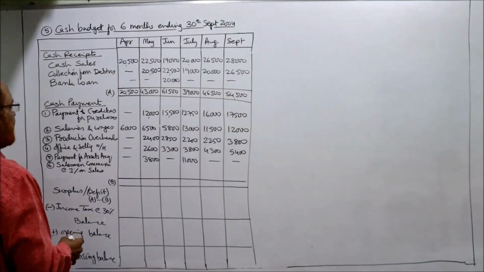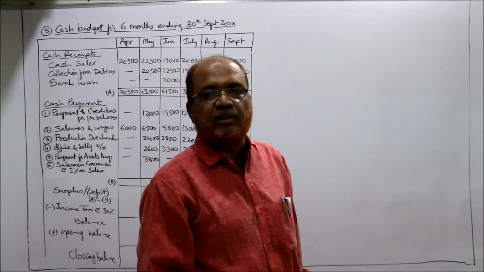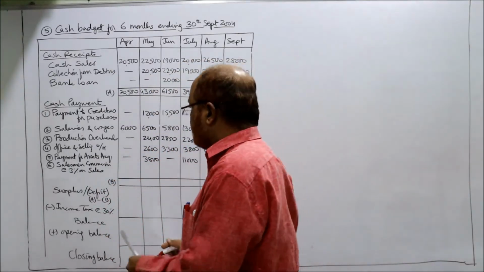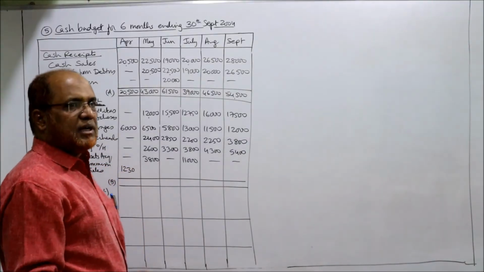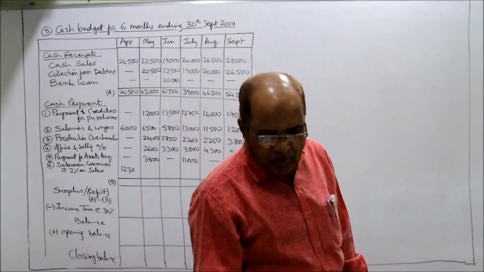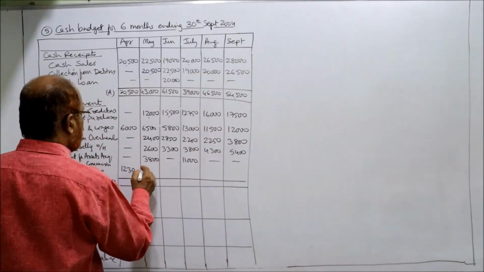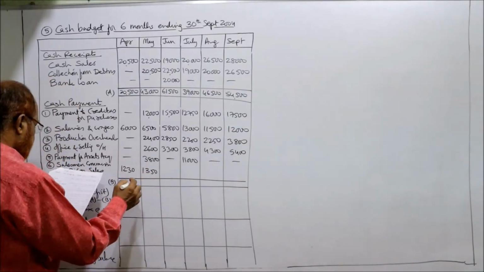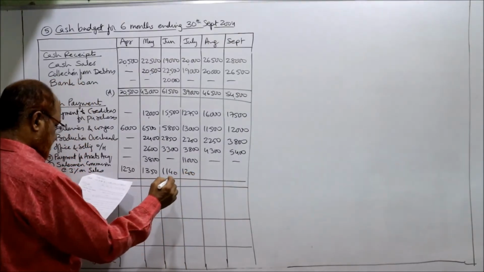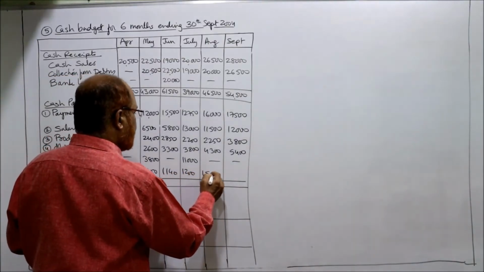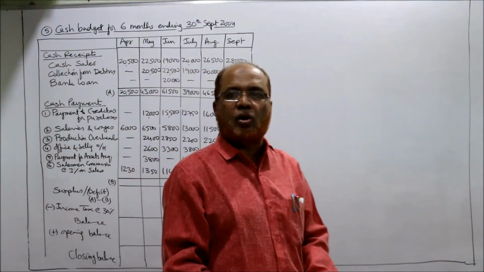And salesman commission 3% on total sales. Total sales are given in the problem, 41,000. 41,000 का 3%, if you calculate, 1,230. 3% of total sales. Similarly, the total sales are 45,000. 45,000 का 3%, 1,350. Then 1,140, 1,200, 1,590, 1,680. That's all. We have taken all payments.